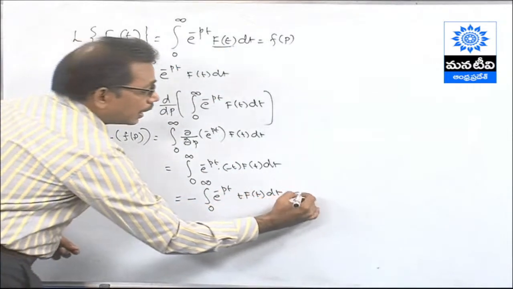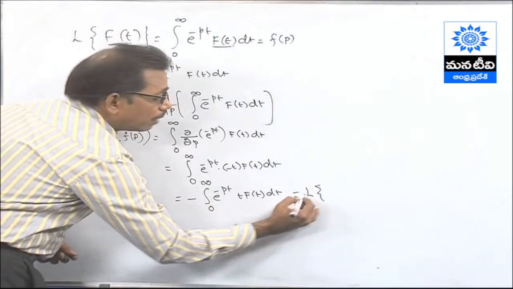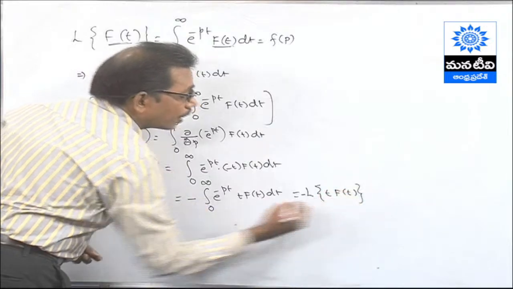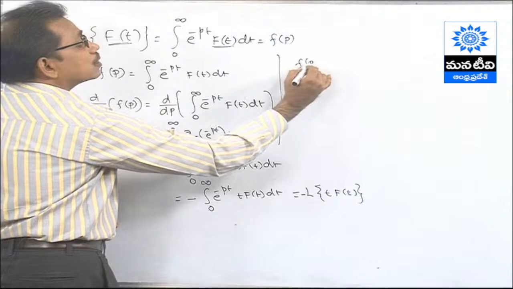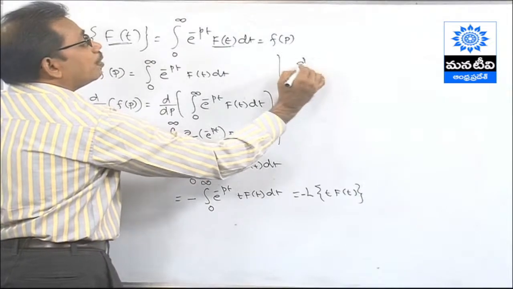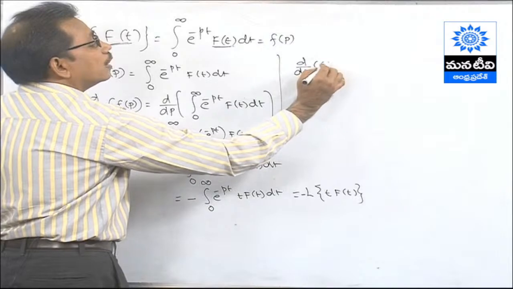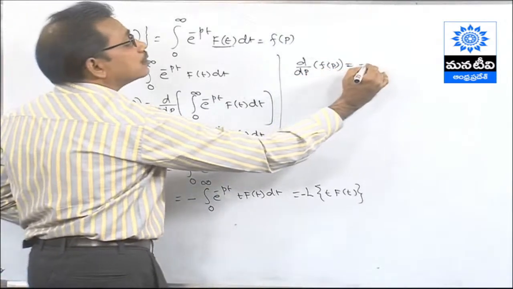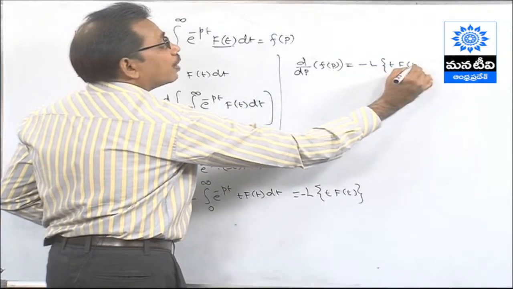So we can write it as minus Laplace transform of t into f of t. That is, d by dp of f of p is equal to minus Laplace transform of t into f of t.